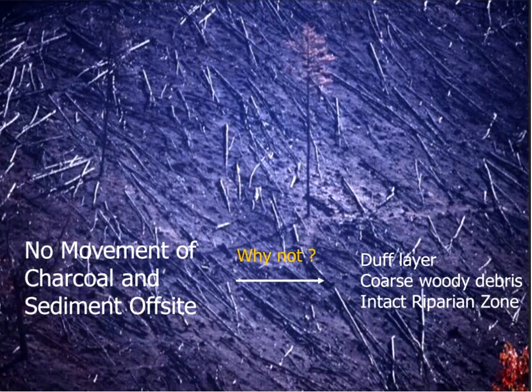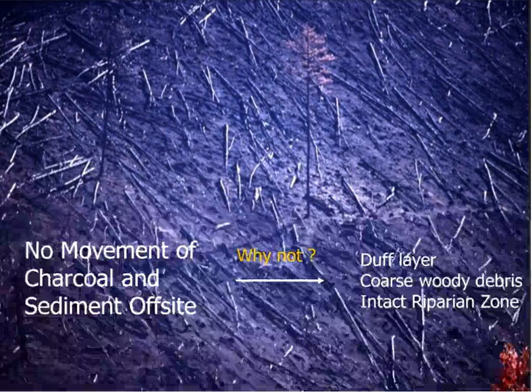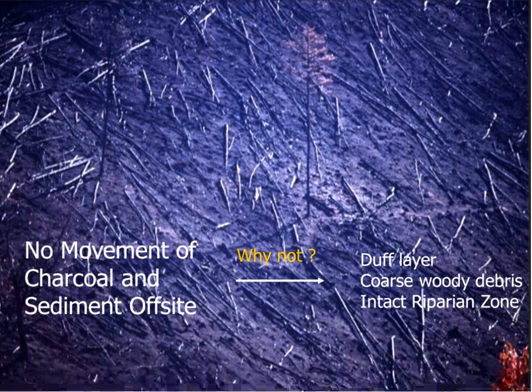Now, you don't need a close-up view. Here's an example of a very large watershed that was severely altered as a result of forest cutting, in this case a high intensity, not high severity, fire that consumed a lot of the downed material. But this experiment showed absolutely no movement of charcoal or sediment off-site. And why did that not occur?